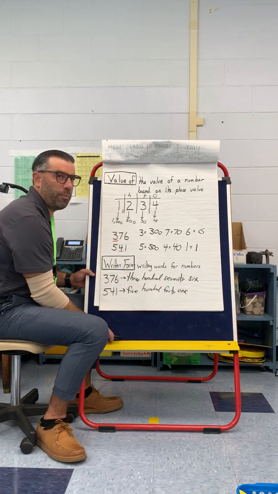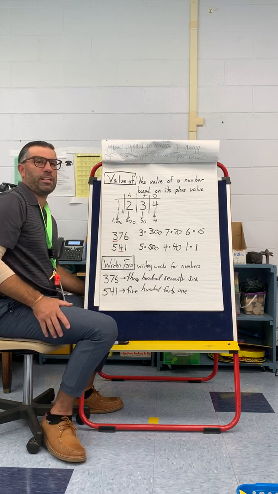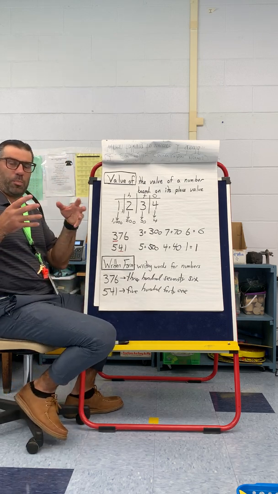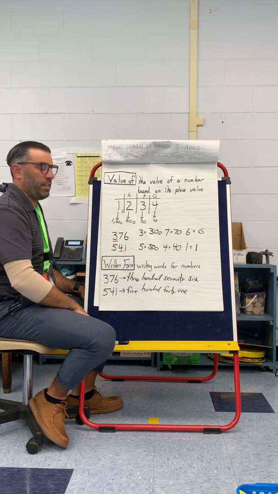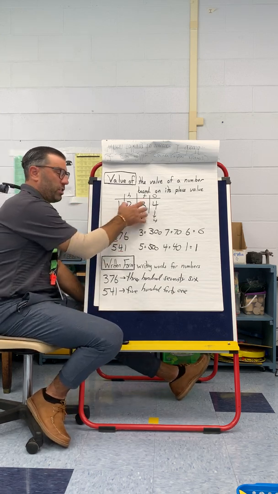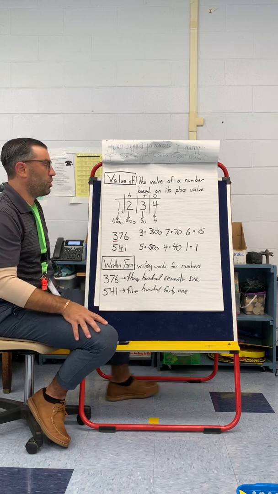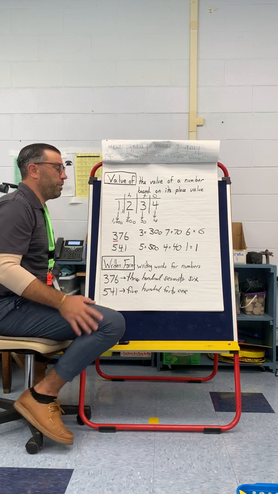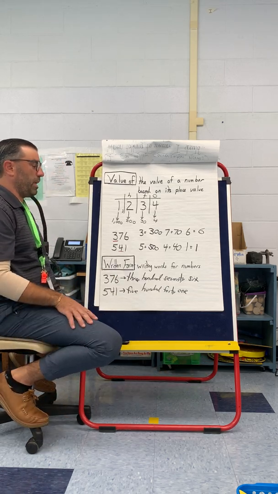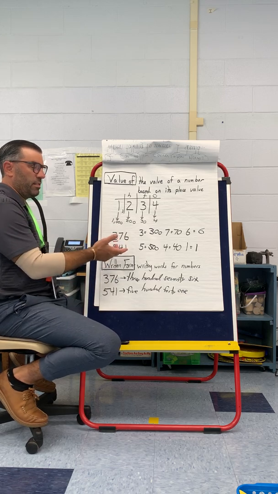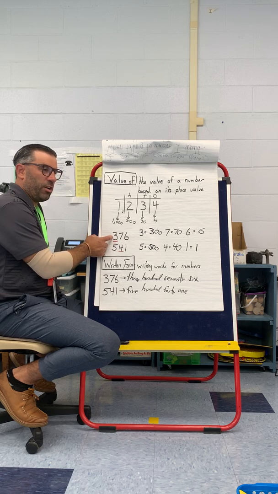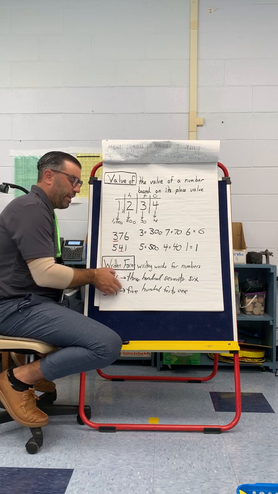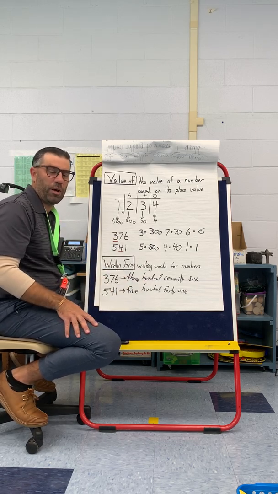So standard form is just a number. Expanded form is when you're taking it apart, like 300 plus 40 plus 2. Place value blocks is just the block form, like a picture form. Value of, they're just going to ask you what each number means. What's the 7? 70. What's the 6? 6. What's the 3? 300. And then written form is just words.